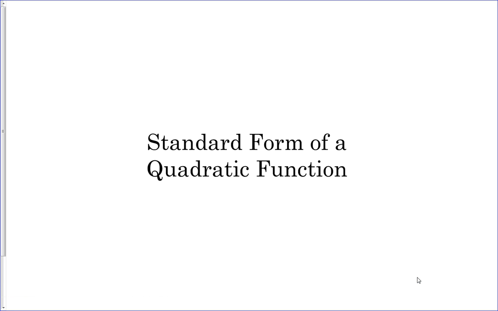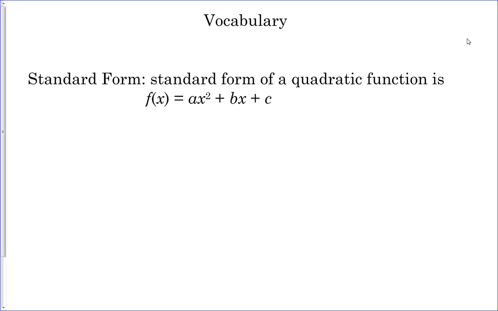All right, in this video, we're going over standard form of a quadratic function, and this is part one of a two-part video. All right, here's your vocab. Your vocab for this is simple. It's simply standard form. What is standard form? Well, standard form of a quadratic function is f of x equals ax squared plus bx plus c. So make sure you write that down. Standard form is important. You'll see quadratics written in standard form the majority of the time.